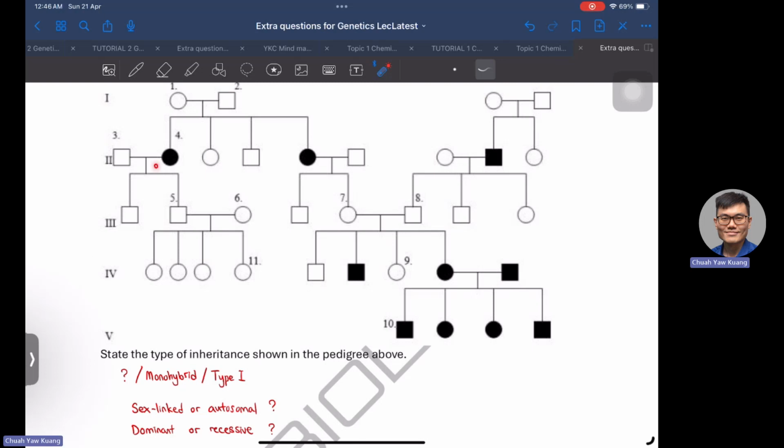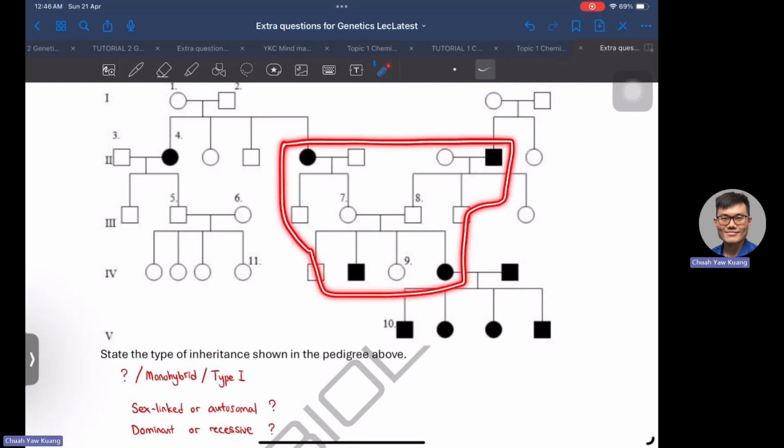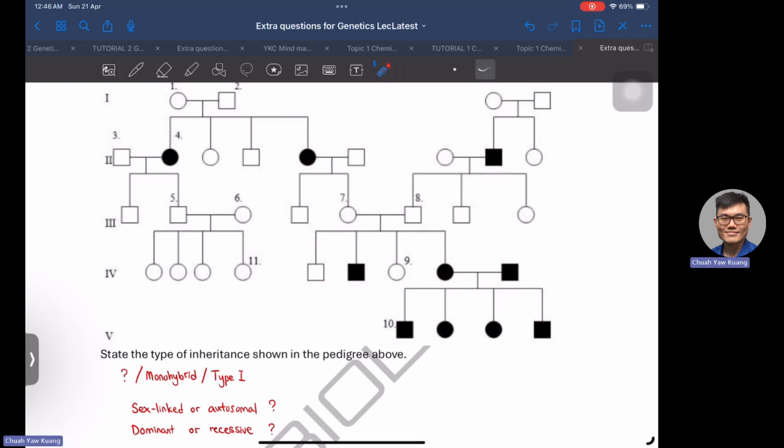Over here you can see 1, 2, 3, 4, 5 females in total. How many males? 1, 2, 3, 4, 5. So overall, 5 females and 5 males are affected, so the chance seems to be equal. If you want to double confirm, you can check the smaller family tree, where you will see the same thing: 2 females and 2 males. So it seems to be equal.